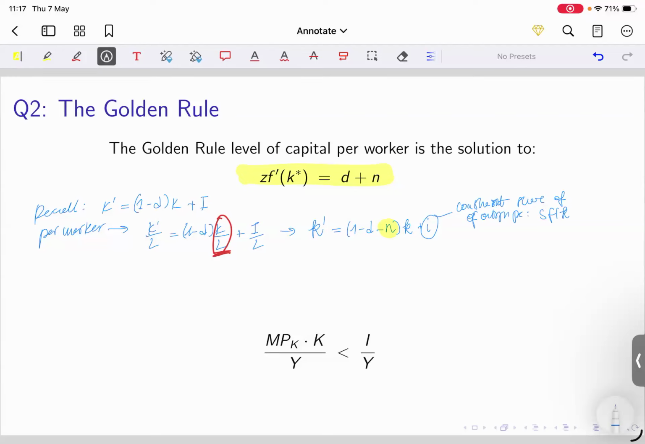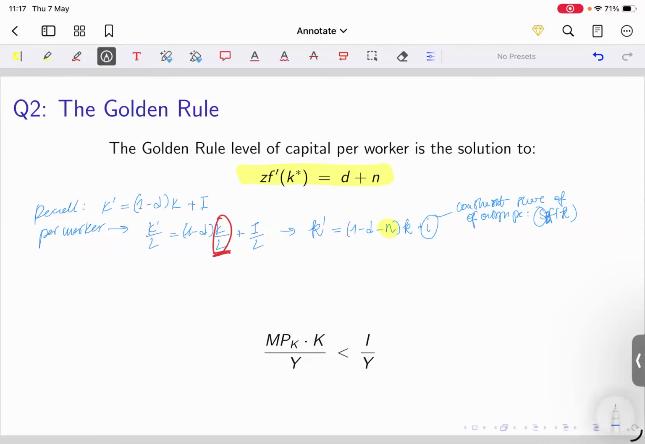So F of K. S is the proportion, the part of total output invested. F of K denotes my production function. Let me be more precise. I think you denoted it with Z outside.